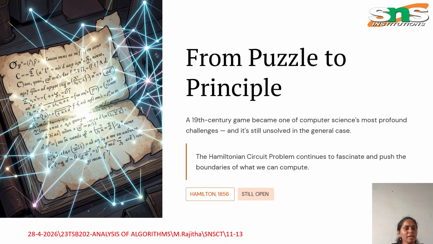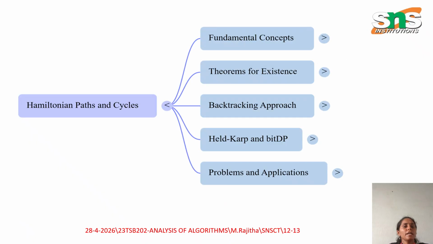So we conclude, over time, it became one of the most important problems in graph theory and computer science. The problem asks whether a cycle exists that visits every vertex exactly once and returns to the starting point. Its applications in routing, optimization, logistics, and network design make it highly relevant today. This is a mind map for the Hamiltonian cycle.